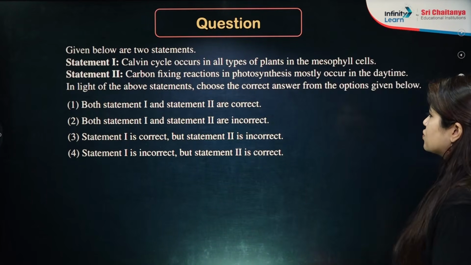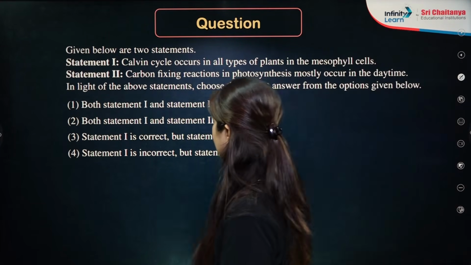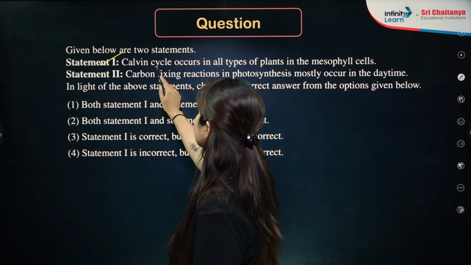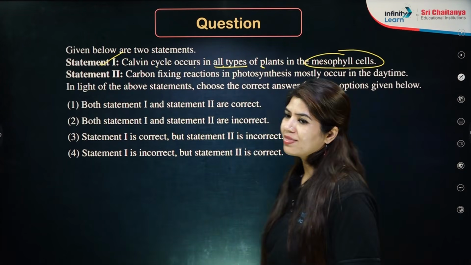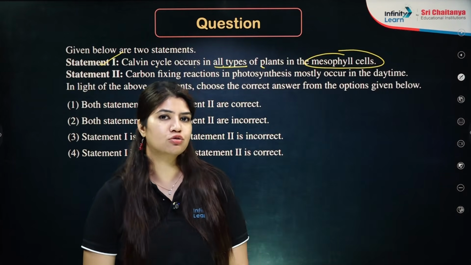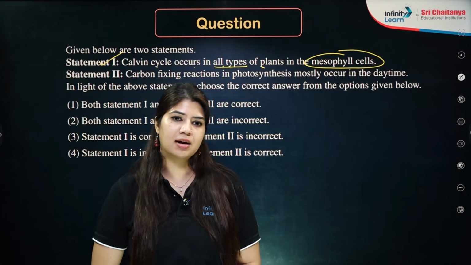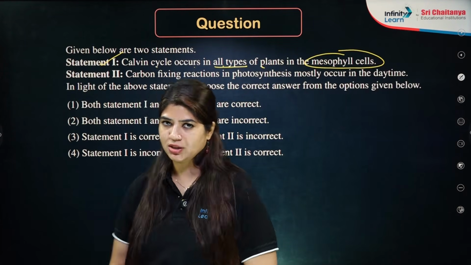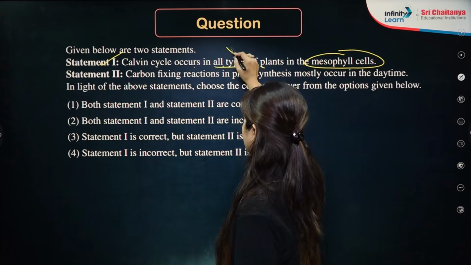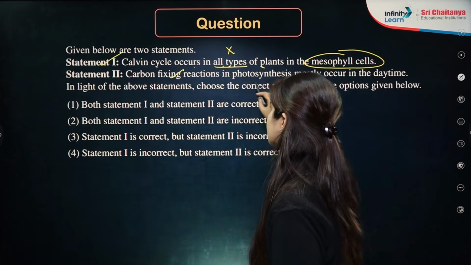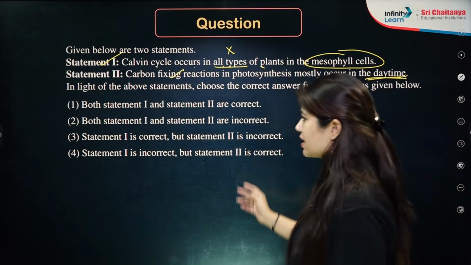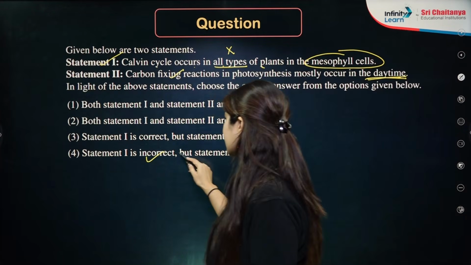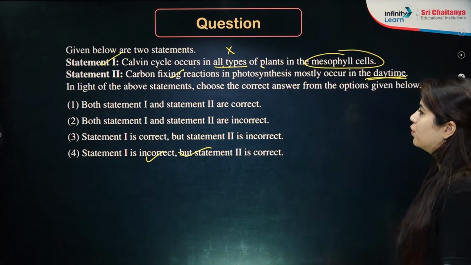Then we have the next question, with two statements. First statement, Calvin cycle occurs in all types of plants in the mesophyll cell. In the C3 plant, it will happen in the mesophyll. In the C4 plant, Calvin cycle will be in the bundle sheath cell. So this is an incorrect statement. Then, carbon fixing reactions in photosynthesis mostly occur in the daytime. Yes, that is perfectly correct. 1 is incorrect, 2 is correct. Answer has to be option number 4.